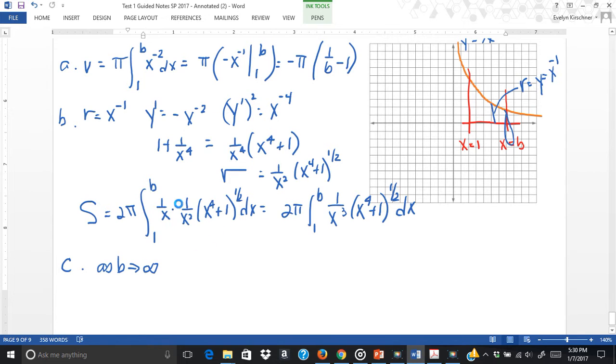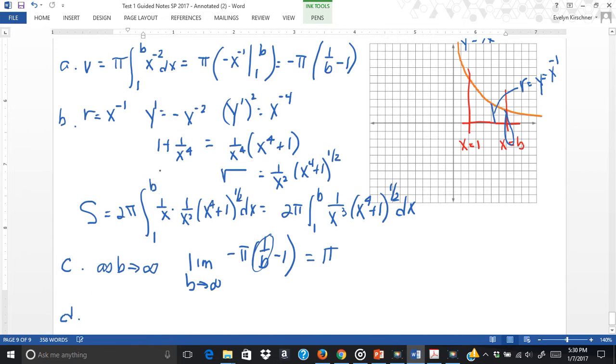Okay, C asks me to show that the volume, as b goes to infinity, has a limit. So I want to know the limit as b goes to infinity of negative pi times 1 over b minus 1. Well, as b goes to infinity, this is going to go to 0, so this is going to go to pi. So it does have a limit.